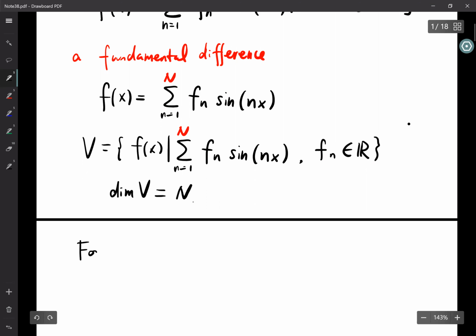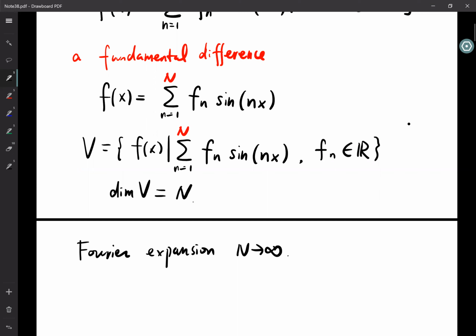However, using the Fourier expansion, in this case dimension V equals N, but the Fourier expansion concerns the case when N goes to infinity. All of a sudden, we found that as we measure the convergence, let's say in terms of pointwise convergence, a much larger class of functions, which doesn't look like linear combinations of sines at all, like the Heaviside function or some other functions we're going to see in this class, can all be represented exactly using an infinite number of sines.